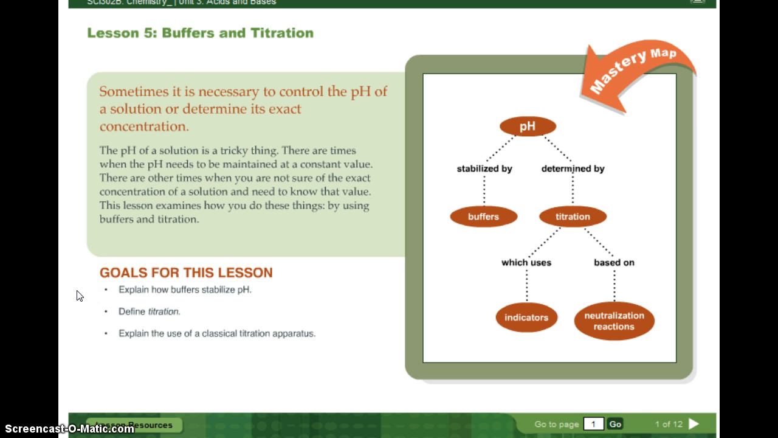Goals for the lesson: explain how buffers stabilize pH, define titration, explain the use of a classical titration apparatus. So pH can be stabilized by buffers, pH can be determined by titration, which uses indicators, and titration is based on neutralization reactions. And you can go to slide 2 to get your study guide, student guide.